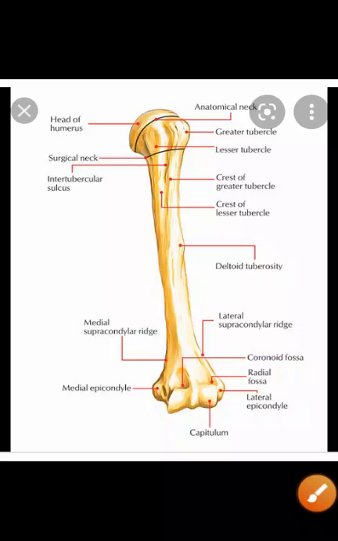Bismillah Rahman Rahim. This is a lecture about the bones of the upper limb. In the previous lecture, we have explained about the clavicle and scapula.